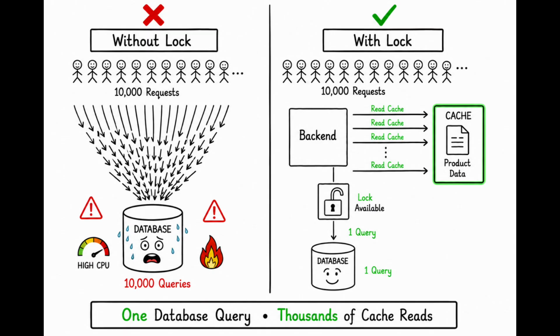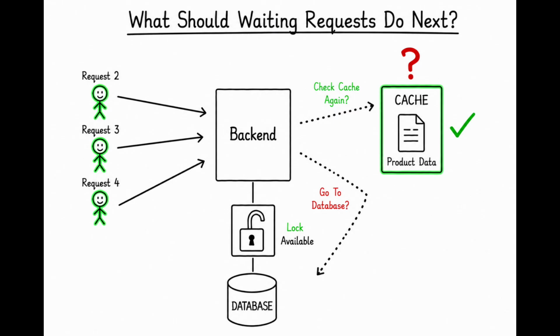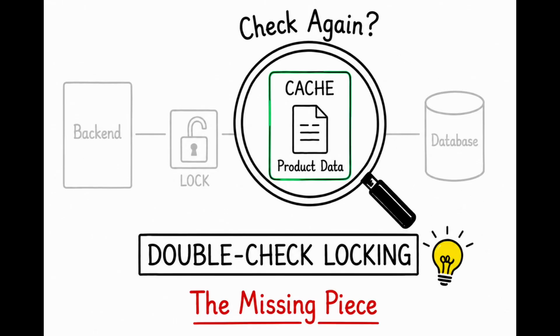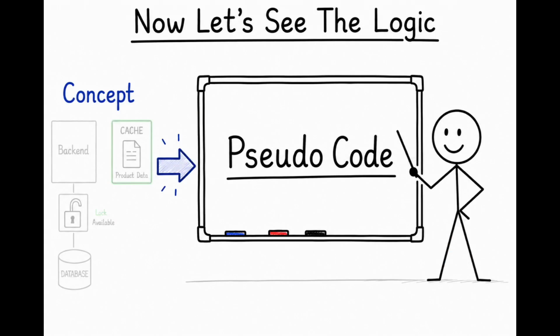But now another interesting question appears. When the waiting requests continue, how do they know the cache has already been updated? Should they still go to the database? Or should they check the cache again? That small detail is extremely important, and it introduces another concept called double-check locking. Now that we understand the idea, let's see how developers actually implement it.